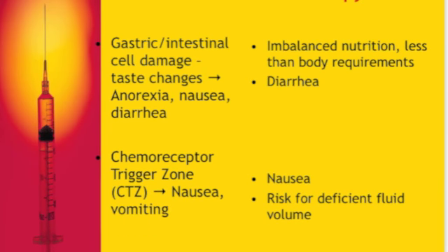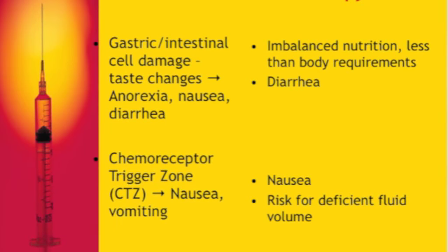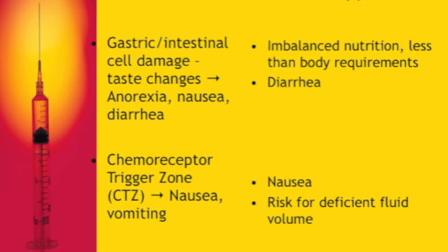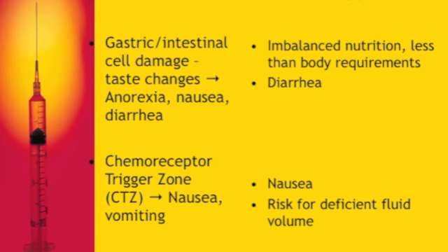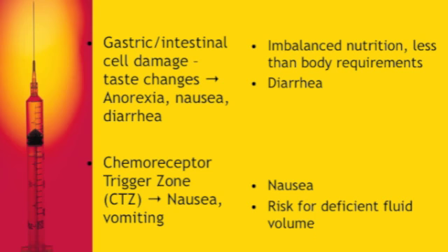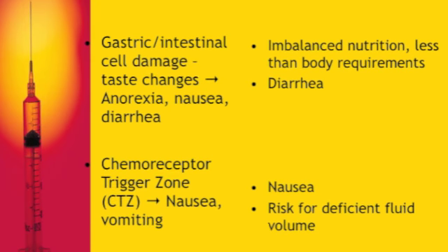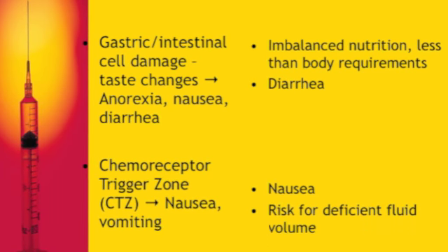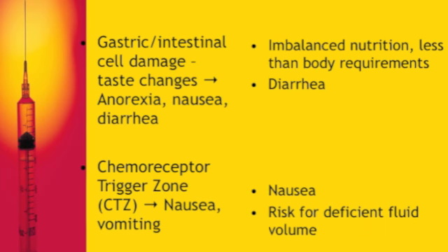We also need to take into consideration the side effect of GI issues that the patient might have, such as taste changes, anorexia, nausea, vomiting, and even diarrhea. With that, we need to consider imbalanced nutrition, less than body requirements. We also need to be looking at our fluid and electrolyte balance as well. And then there's the diagnosis of diarrhea. When they have chemoreceptor trigger zone nausea and vomiting, or chemo-induced nausea, we need to look for risk for deficient fluid volume with those as well.